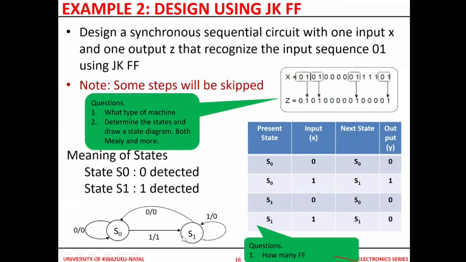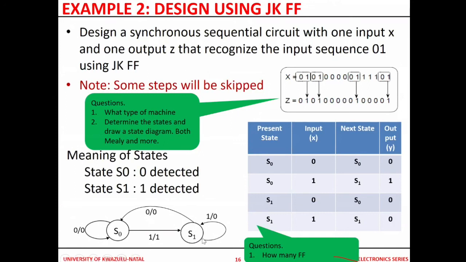The state 2 is the one we are calling S1. This is a 0 detected. This is a 1 detected. Look at how we are calling states, Njabulu. This is a 0 detected. If you detect a 0, you are here. If you detect a 1, you go here. If you detect a 1, you remain here. If you detect a 0, you go here. Let's finish with that. Are you getting that?